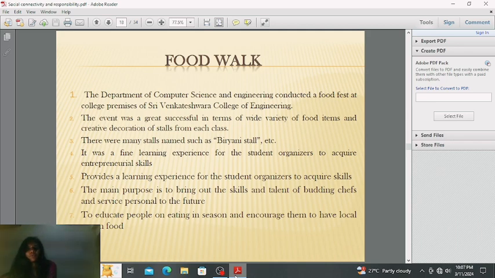And it was a fine learning experience for each and every student to organize and to acquire entrepreneurial skills. The main purpose was to bring out the skills and talent of budding chefs and service personnel of the future. This food walk also helped us to educate people on eating in season and encourage them to have locally grown food.